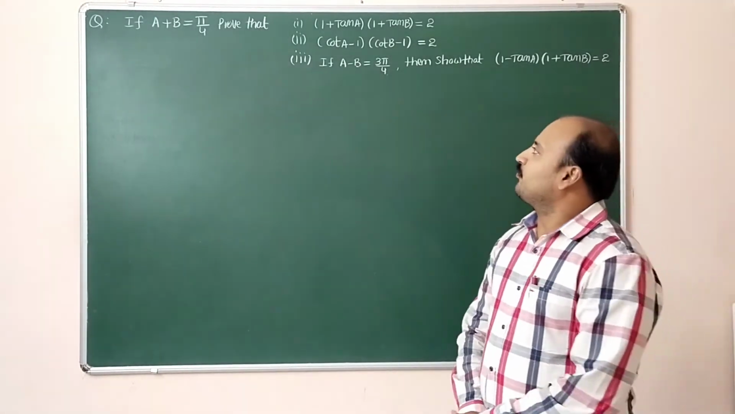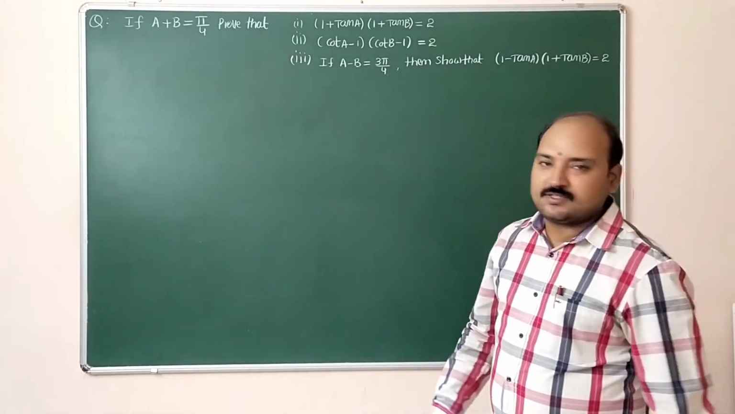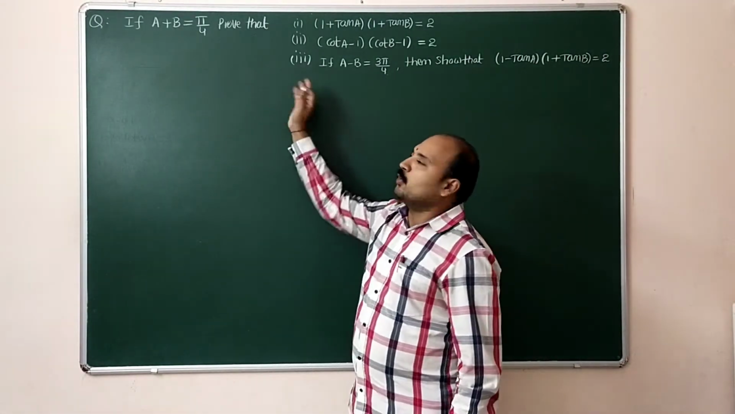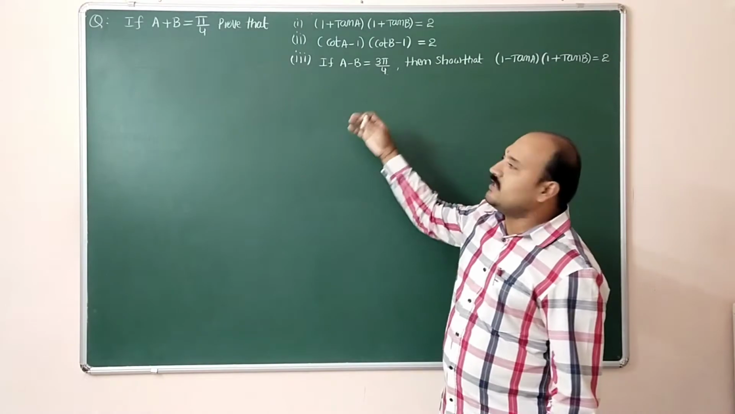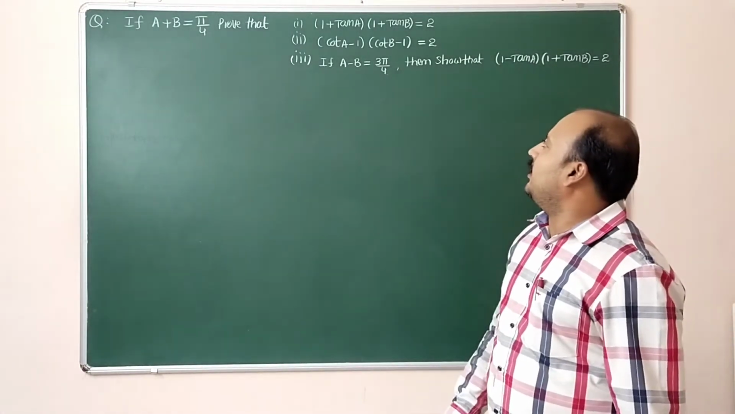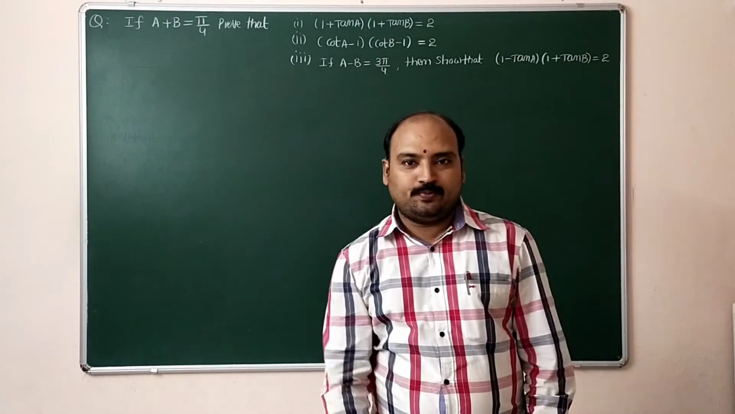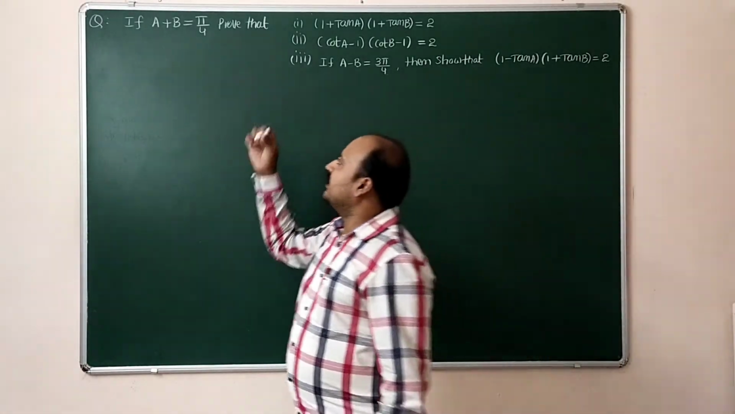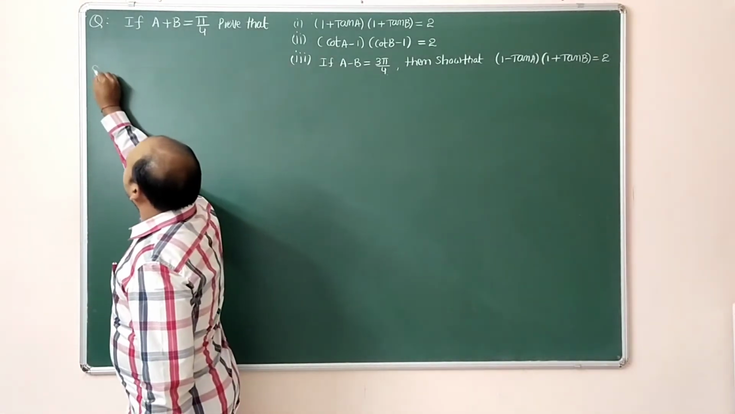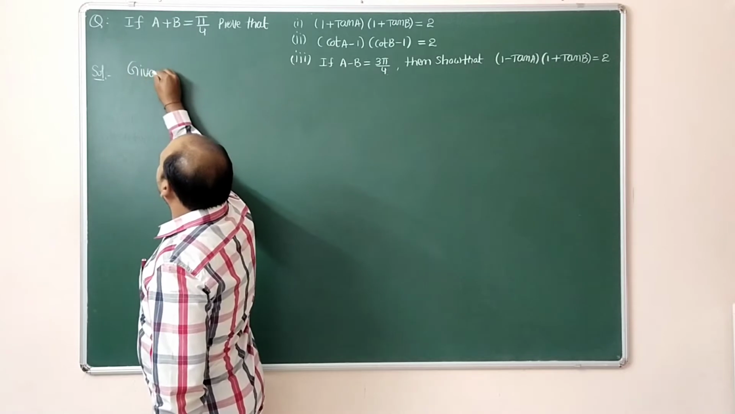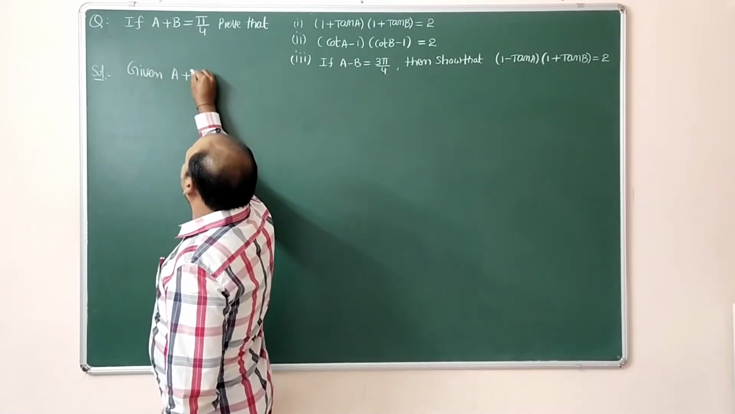See here, the first question we have to discuss: if a plus b equals pi by 4, then prove that. Here, 3 questions are there. In that, the first question: (1 plus tan a) into (1 plus tan b) equals 2. So, to prove the first one, take the given condition: a plus b equals pi by 4.